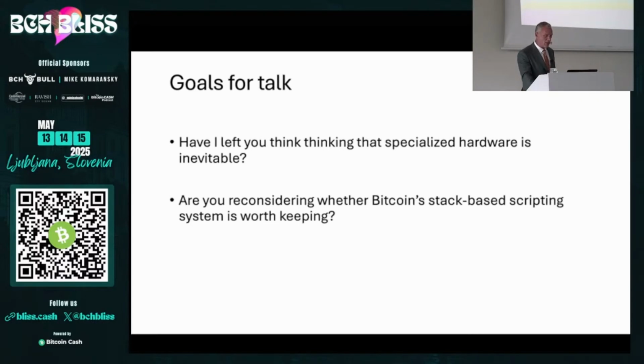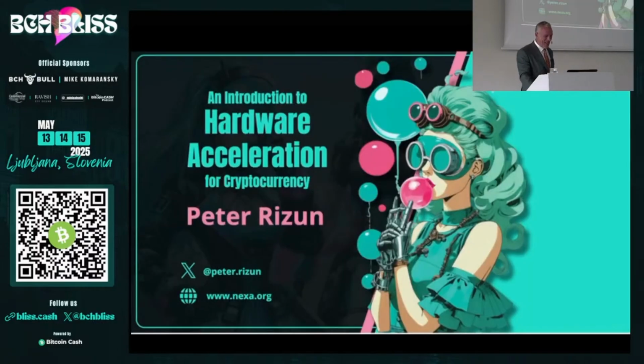Okay, so my goals for the talk. Have I left you thinking that specialized hardware is inevitable? I hope the answer is yes. And are you considering whether Bitcoin's stack-based scripting system is worth keeping? I think that's a harder sell, so let's just think about it. Okay, so that's my talk. Thank you.